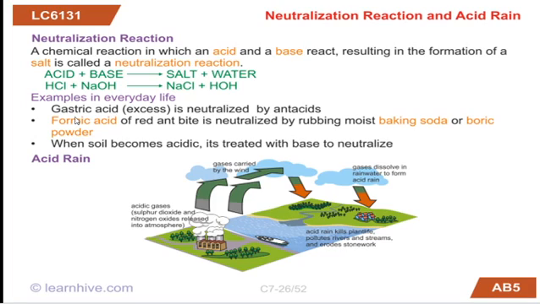These are also important in everyday life. First one, gastric acid is neutralized by antacid, for example gelusil. Second, formic acid of a red ant bite is neutralized by rubbing moist baking soda or boric powder. Third, when soil becomes acidic, it is treated with a base to neutralize it. These are also important examples of neutralization reactions.